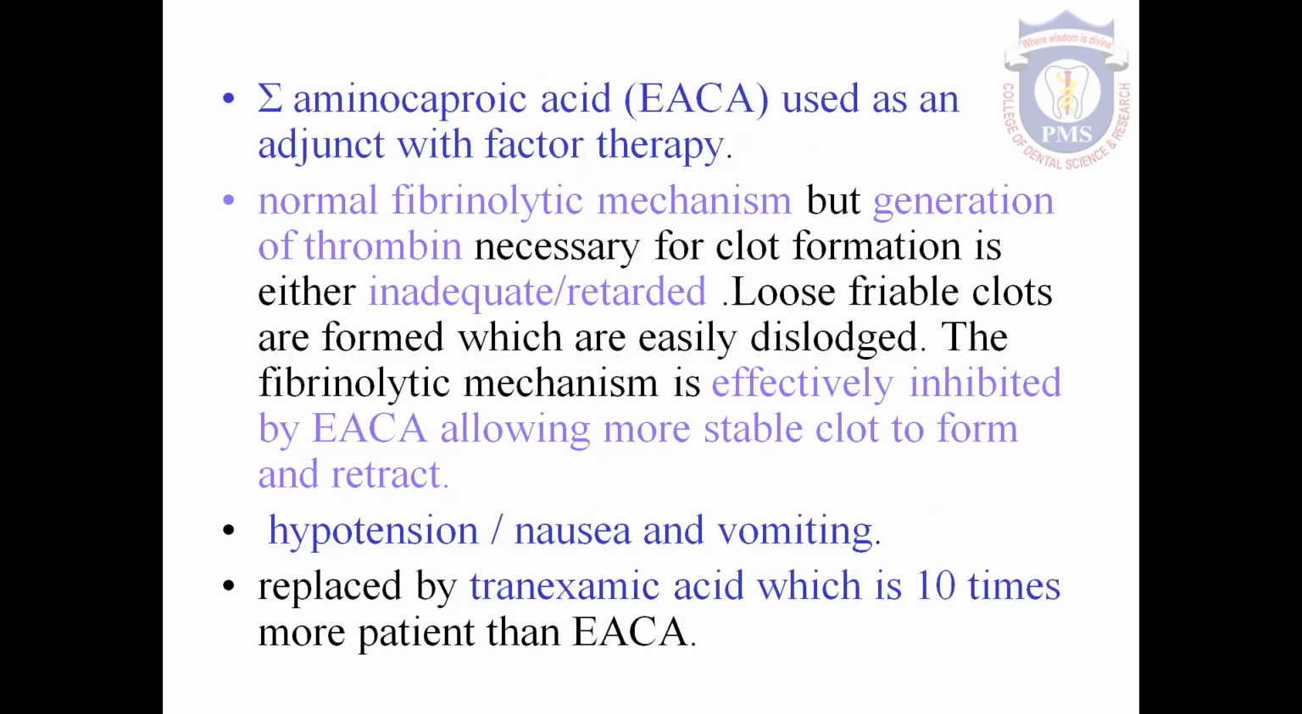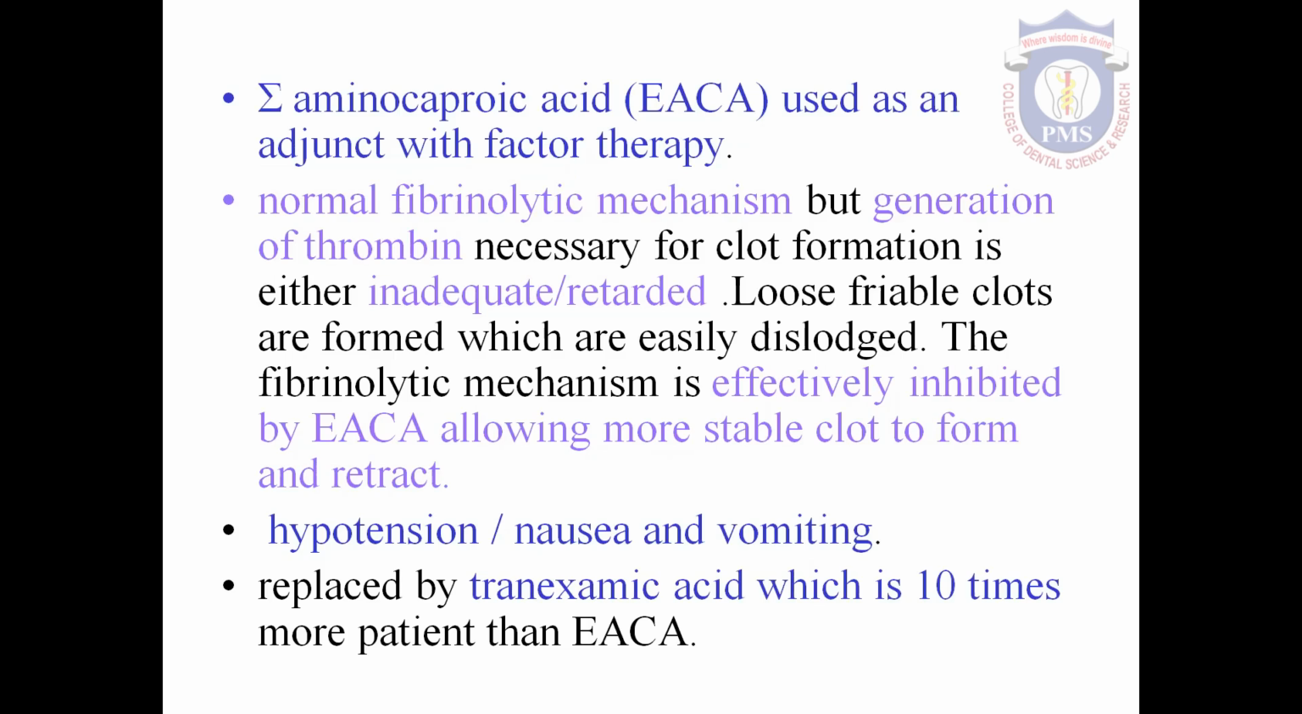Next supportive drug is epsilon aminocaproic acid, used as an adjuvant in this factor therapy. So along with factor VIII, you can also give epsilon aminocaproic acid. What is the action? The normal fibrinolytic mechanism is there. The primary clot formation is almost normal, but generation of thrombin necessary for clot stabilization is either inadequate or retarded. So then whatever is formed becomes loose and friable and is easily dislodged. The fibrinolytic mechanism is effectively inhibited by epsilon aminocaproic acid, allowing a more stable clot to form and retract. So whenever this is given, the clot formation becomes more stable. Side effects are that it can produce hypotension, nausea, and vomiting.